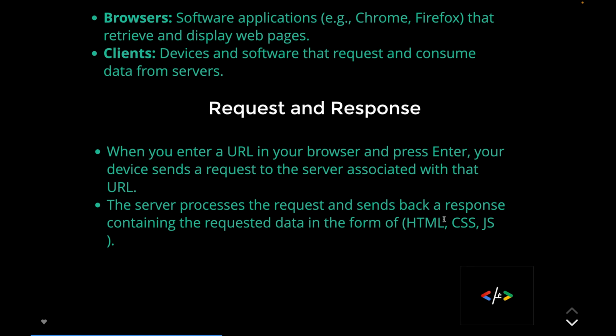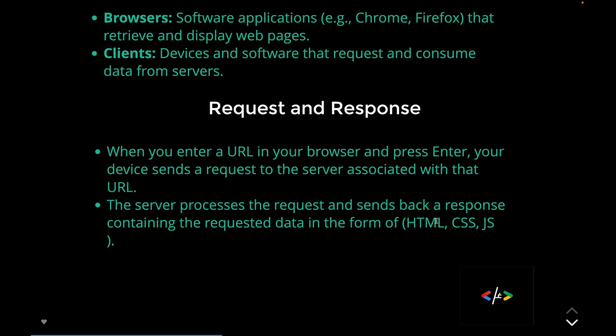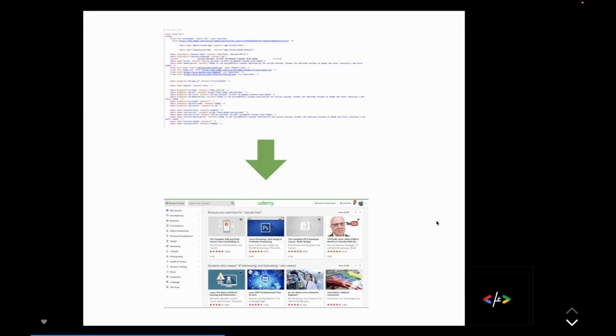So HTML, CSS, and JavaScript, this is the language of the web. So that is the form of the data that is being sent back. Something like this. So when you type udemy.com, it's actually sent back something you might probably call gibberish. But your browser will understand that gibberish and will translate it to what it actually means, and you see it like this. So this is the actual response you get, something like this, and your browser translates it to something like this.